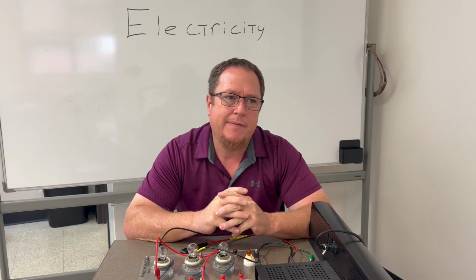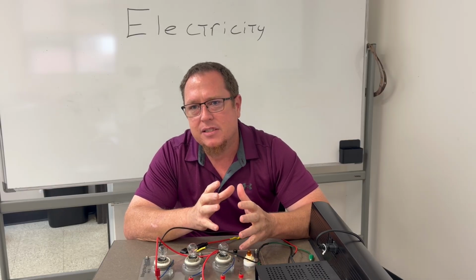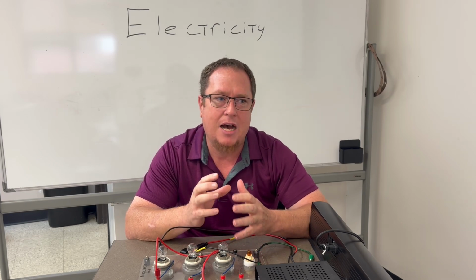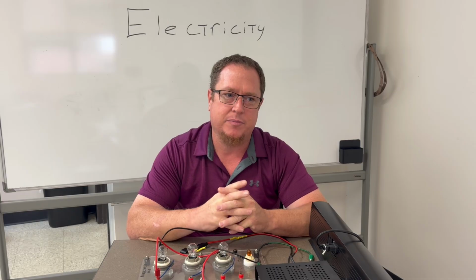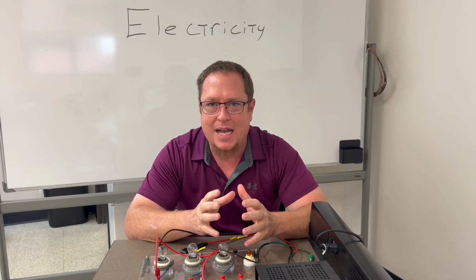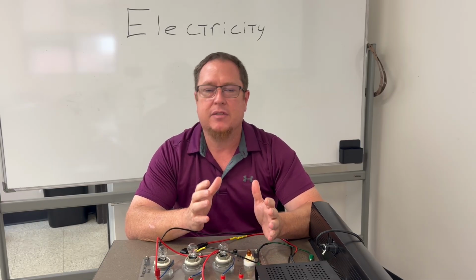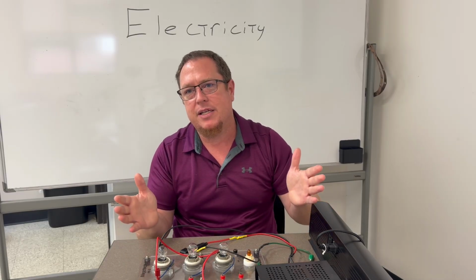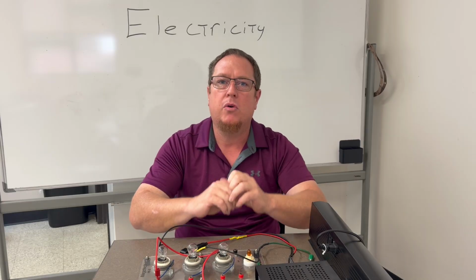Well, electricity and the movement of electrons can be compared to how magnets behave. We've all played with magnets, and we know that if we take magnets and stick them together, they're going to do one of two things. They're either going to stick together or they're going to repel each other. And that has to do with the poles on the magnet.